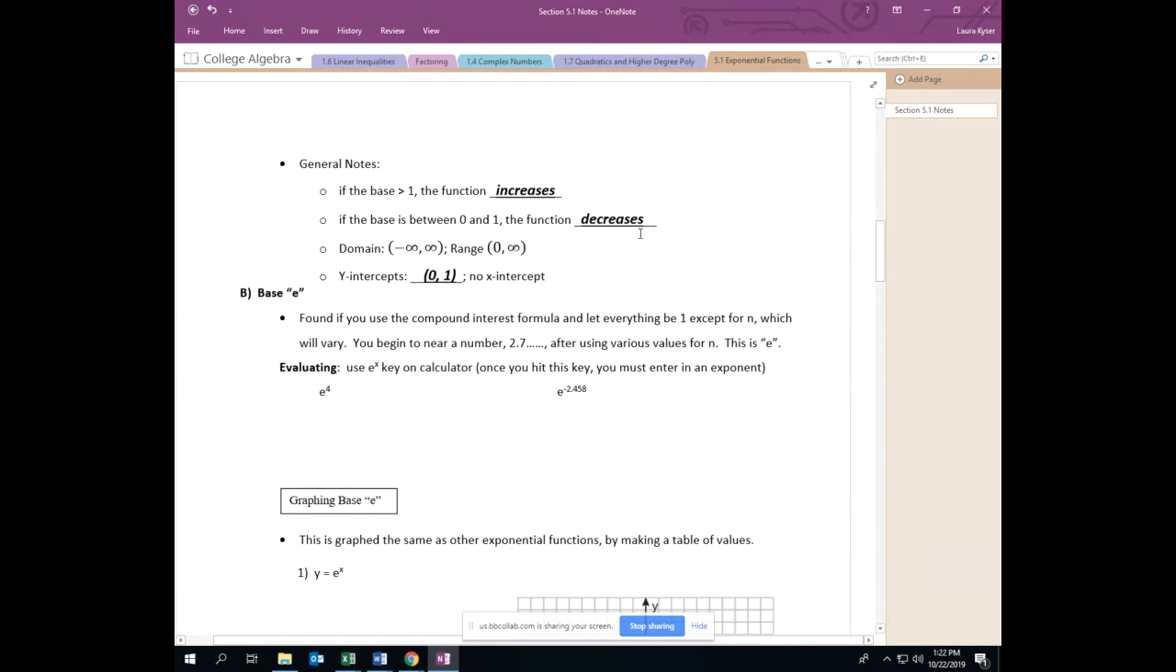Now, in these basic functions, the domain is negative infinity to infinity, because you could plug anything in and get an answer. But the range is going to go from open bracket 0 to infinity. So it's always going to be shooting up towards the sky, and it's never going to quite reach the x-axis. Also, in these base functions, the y-intercept is going to be 0, 1, because anytime you plug in that 0, it's going to give you the power of 0, which gives you a 1. But there's not going to be an x-intercept, because in these ones, it doesn't reach the x-axis.